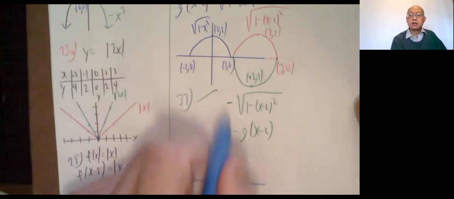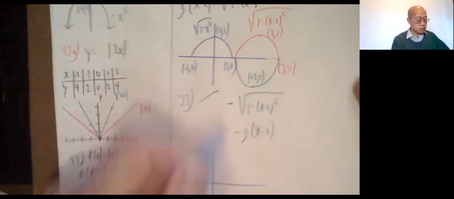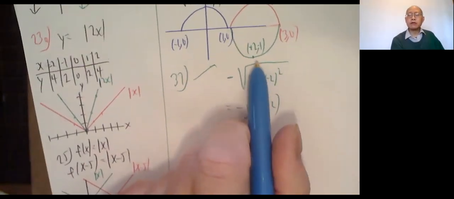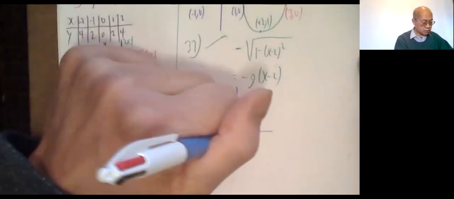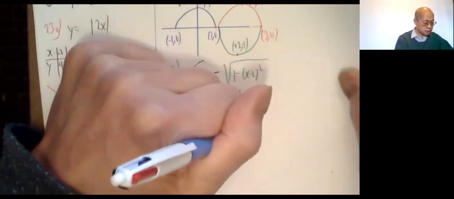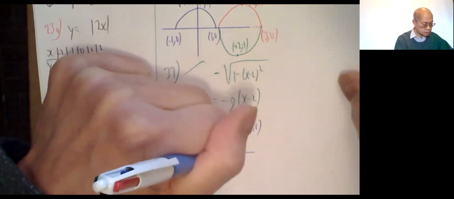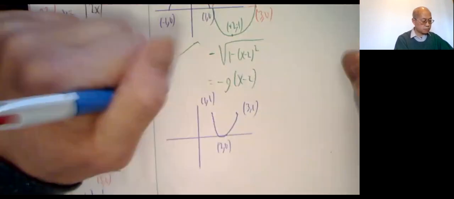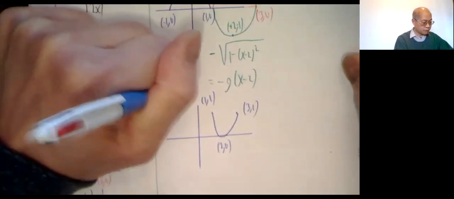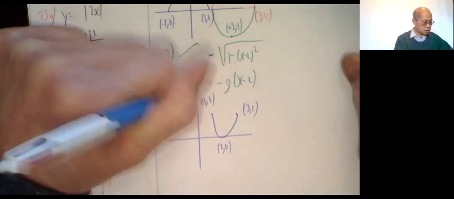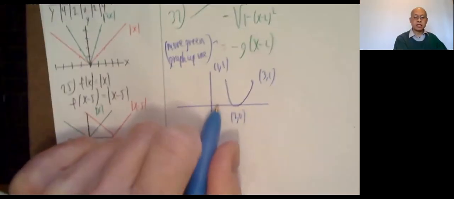How do I do that now? Well, I'll just add 1 unit to all of these. So 1, 0, if I move it up 1, 1, 1. 2, negative 1, go up 1, becomes 2, 0. 3, 0 becomes 3, 1. So move the green graph up 1. And that's the final answer.